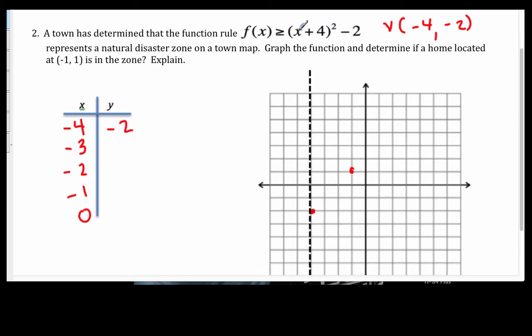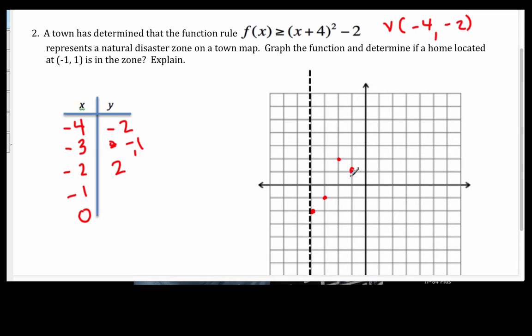If I put a -3 in here, -3 plus 4 is 1. 1 squared is just going to be 1. 1 minus 2, I'm at -1. Oops, it's -1. Writing the -1, so now I'm over here. All right, substitute -2 in, so -2 plus 4, that's going to be 2. 2 squared is 4. 4 minus 2 is going to give me 2. So now over here at -2, I'm going to be up here.